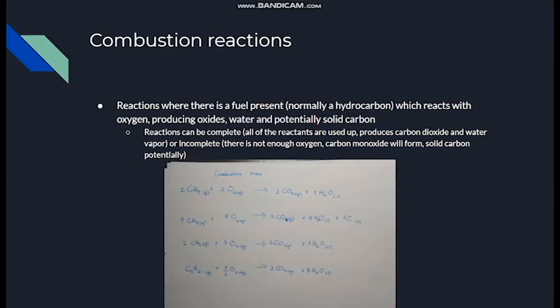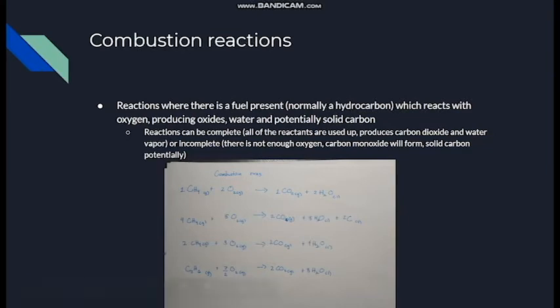Balancing this out, we have one carbon on the left, one carbon on the right, that's good. 4 hydrogens on the left, that means we're going to have to multiply water by 2 to get 4 on the right. And since we have 2 oxygens here and another 2 here to make 4, we have to multiply O2 by 2 as well. Taking a look at the next one, again, methane plus oxygen, and this one is incomplete. I guess we didn't have enough oxygen to fully combust. They combine to form carbon monoxide, CO, water, and carbon in a solid state.